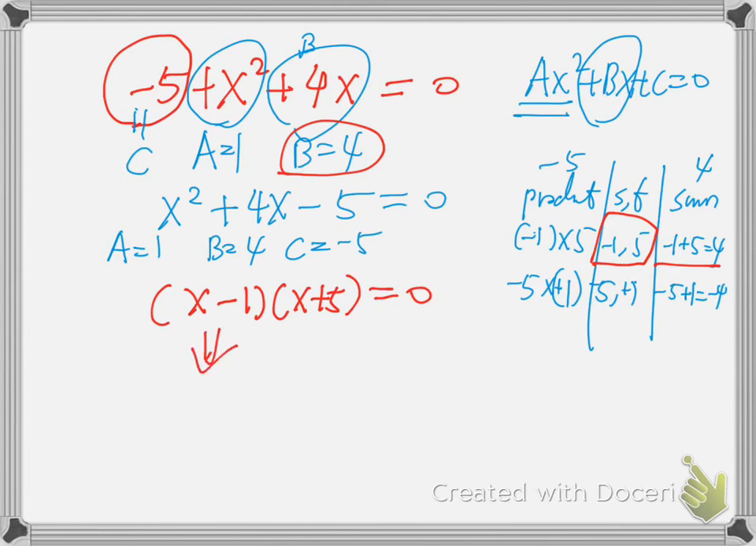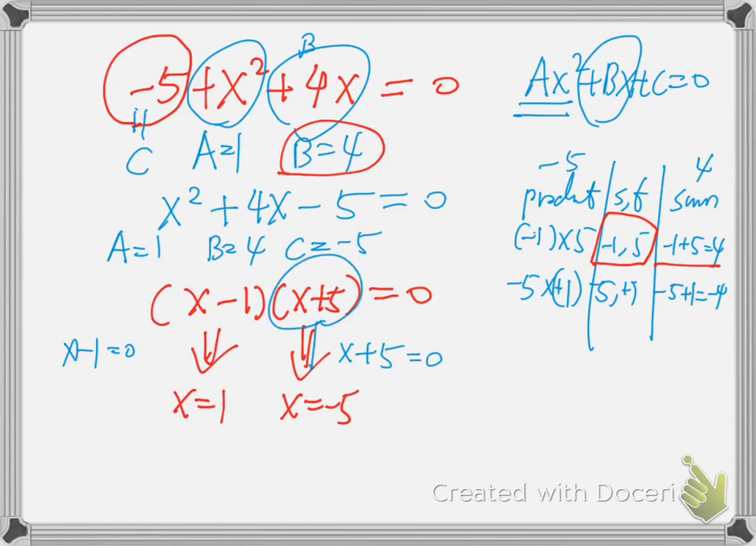So this gives us x is 1 because we want x minus 1 equal to 0. And the other one gave us x is negative 5, I'm sorry, because x plus 5 is 0. So this is 0, we got negative 5. This is 0, we got 1. Two solutions. Remember, for a quadratic equation, we got two solutions. But sometimes they are the same number.